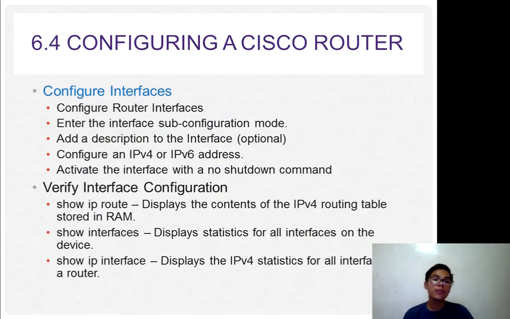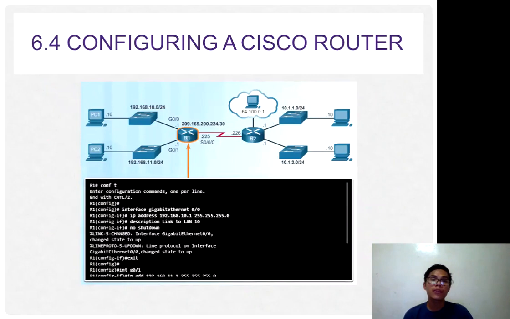Configure a router interface: enter the interface sub-configuration mode, add a description to the interface, configure the IPv4 or IPv6 address, and activate the interface with the no shutdown command. Verify the interface configuration with show ip route, show interfaces, and show ip interface. This is an example of configuring a Cisco router.